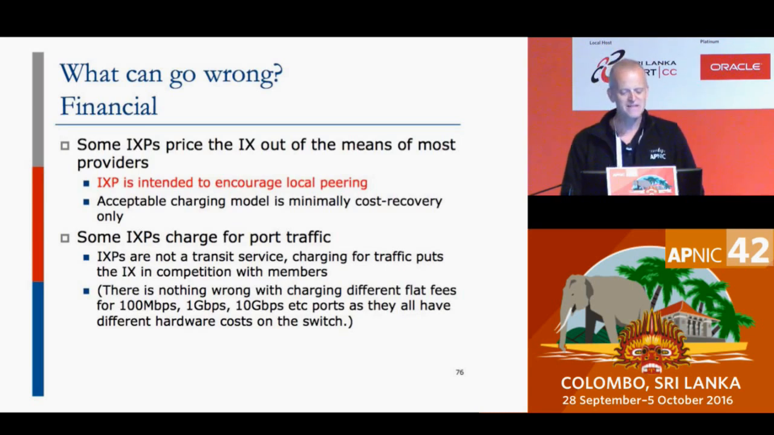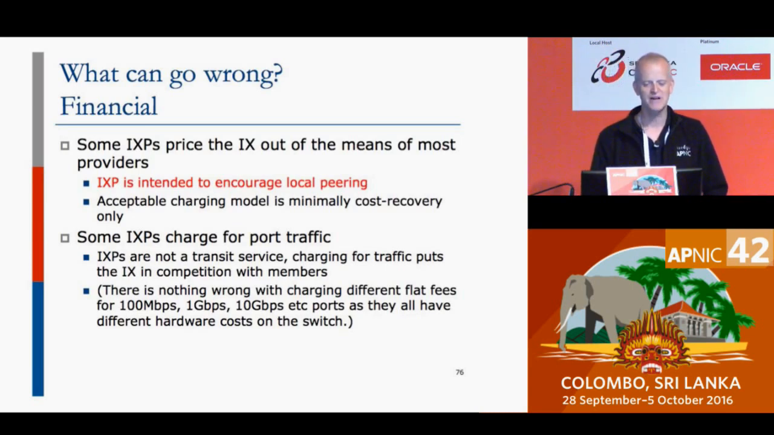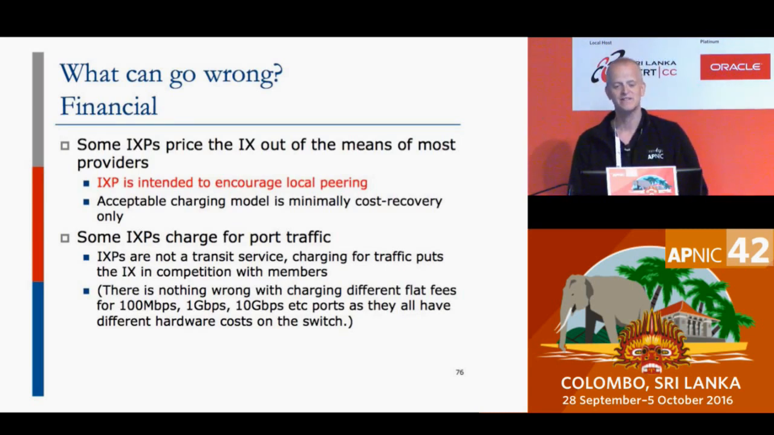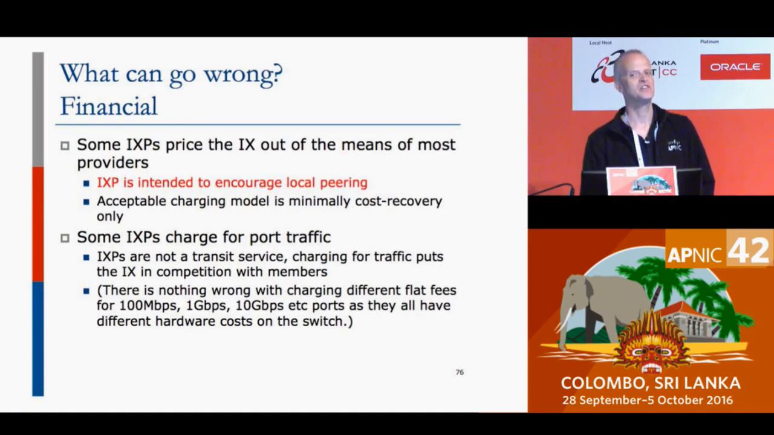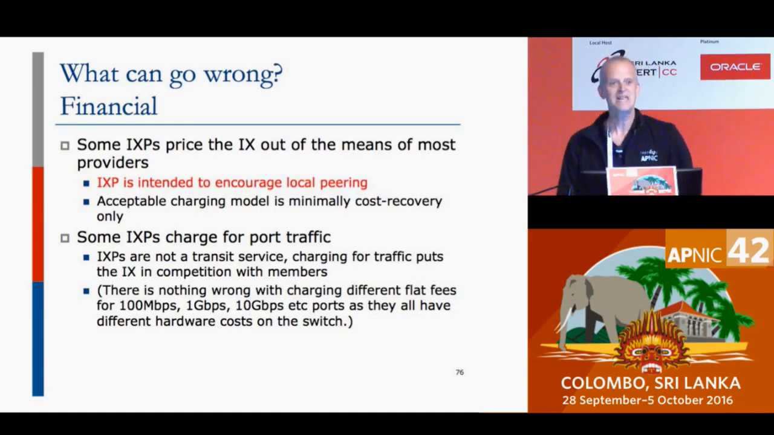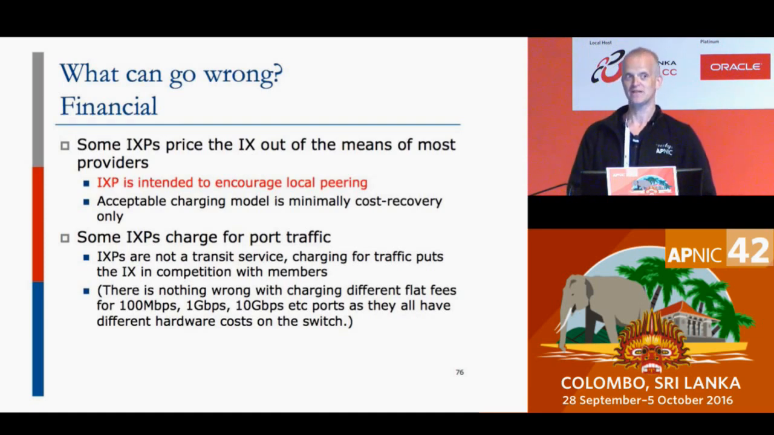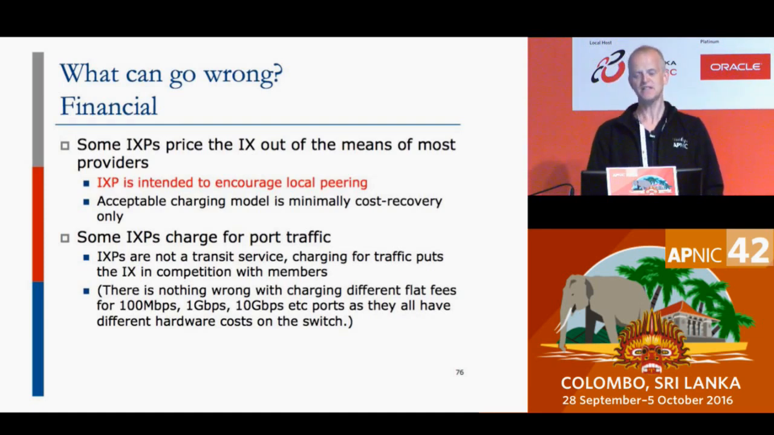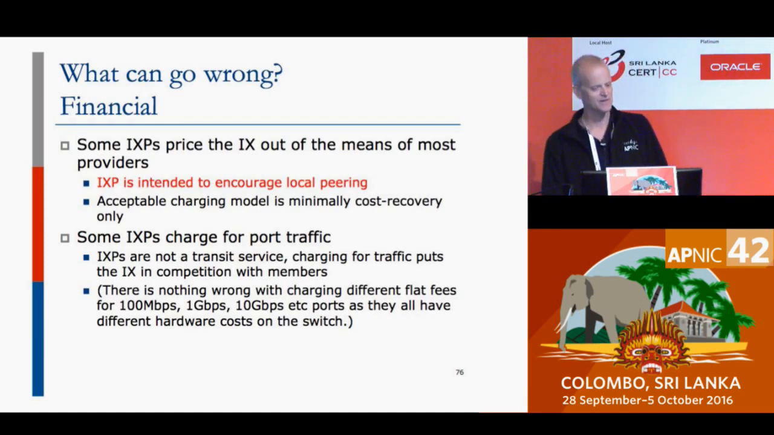Financial can go badly wrong as well. Some of the exchanges price the IX out of the means of most providers. To be honest, LINX was guilty of this at the start. I mean, the joining fee at LINX was substantial, because what the initial members were trying to do was make sure that their customers, small boutique providers, let us say, couldn't join the LINX because they're our customers. We can't possibly have our customers going there.